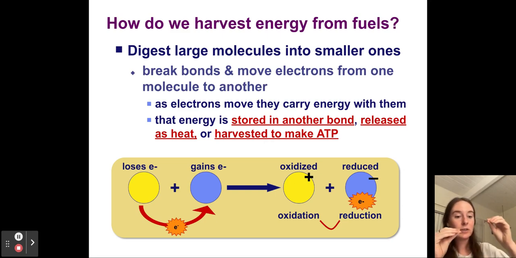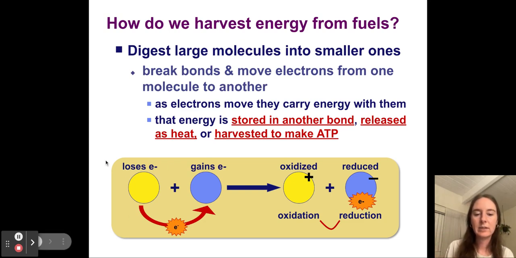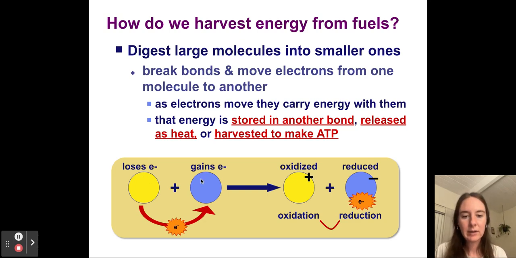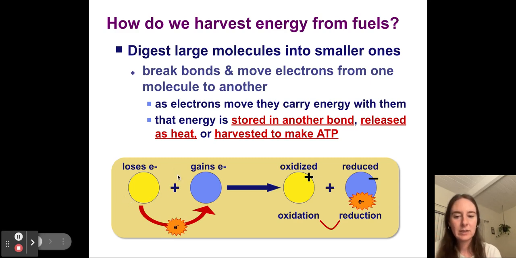So that electron can actually be used to take that third phosphate and add it on to ADP and make ATP again. Okay, so here's an example down here of a sample reaction. So let's say you have these two reactants and you are going to digest these larger molecules and make smaller ones. I know this example isn't perfect because there's just these shapes, but just stay with me for this time.